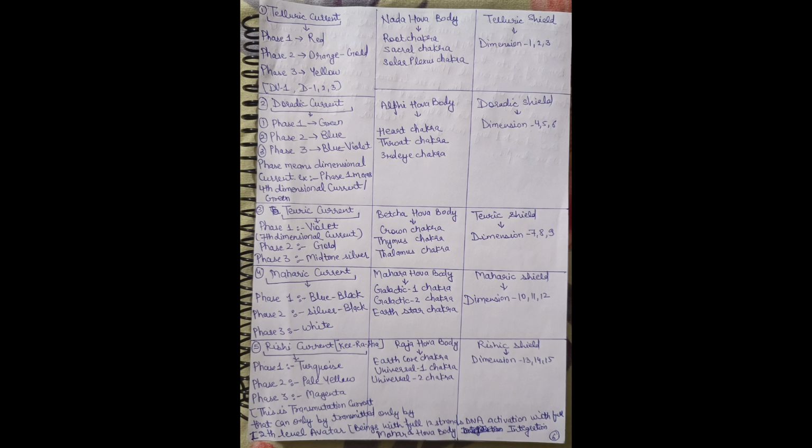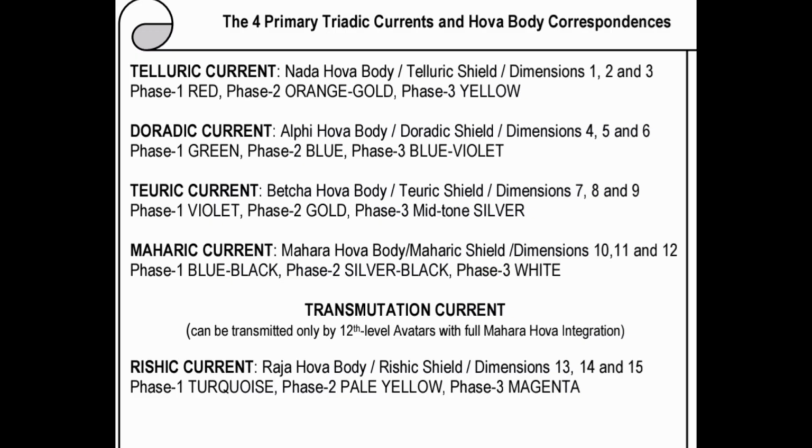Now let's talk about the next one, which is the Rishi current, the Ki Rasha universal life force current. Phase 1 Rishi current is turquoise color, phase 2 is pale yellow color, and phase 3 is magenta color. This is basically a transmutation current that can only be transmitted by a 12th level avatar, which means that beings with the full 12 strand DNA activation and full Mahara Huwa body integration can use this Rishi current, the Ki Rasha current, the turquoise, pale yellow and magenta colors, all the phases of them.